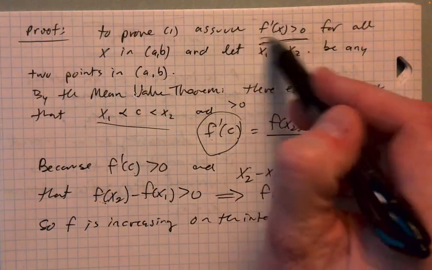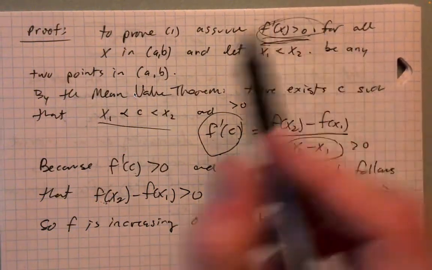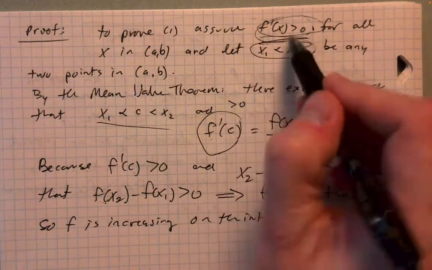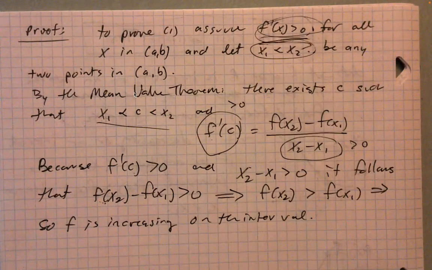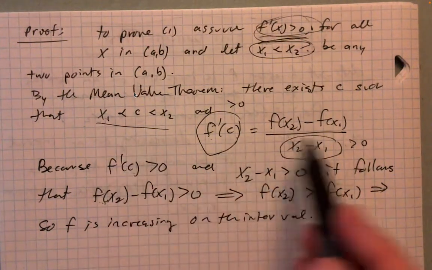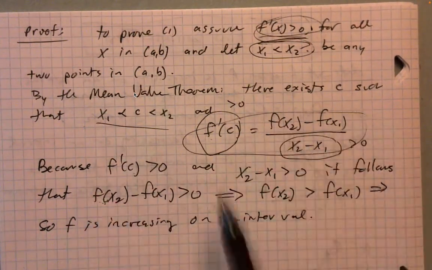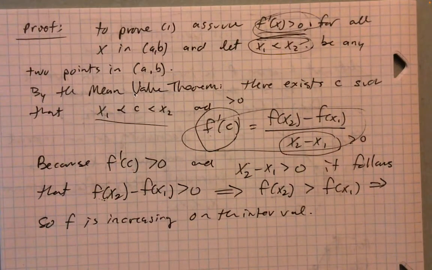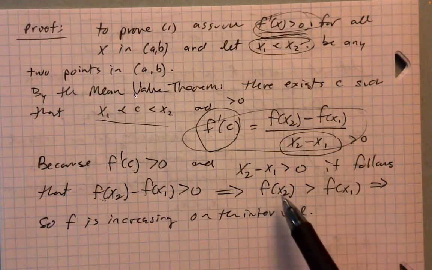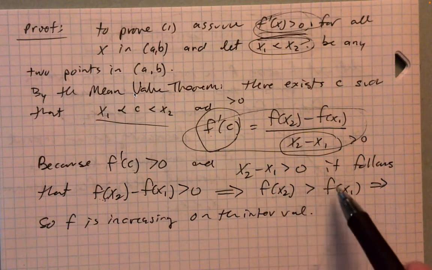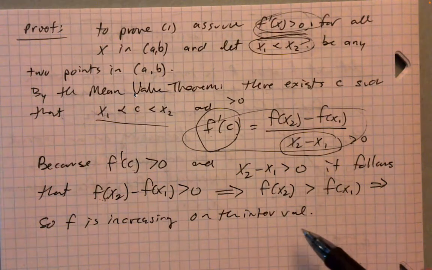But if you can justify that, and you have an x1 and x2, where x1 is less than x2, and these are arbitrarily chosen from the interval, then the mean value theorem says that this is true, and basic logic tells you that this numerator must be positive, which implies that f of x2 is greater than f of x1. So, very basic logic.